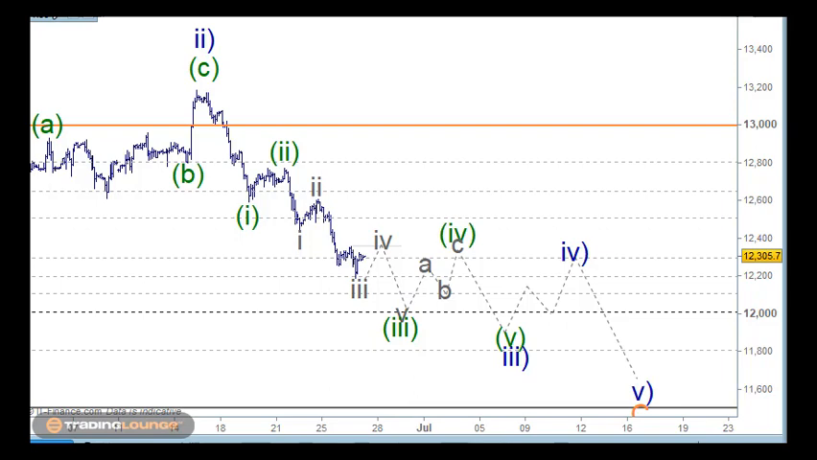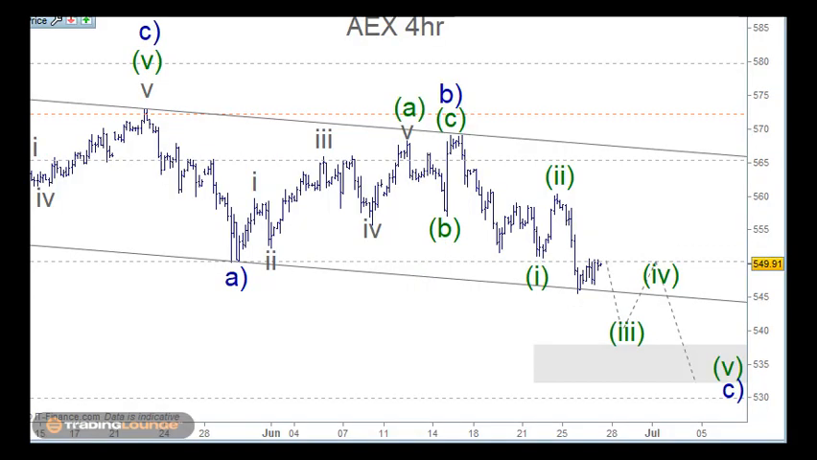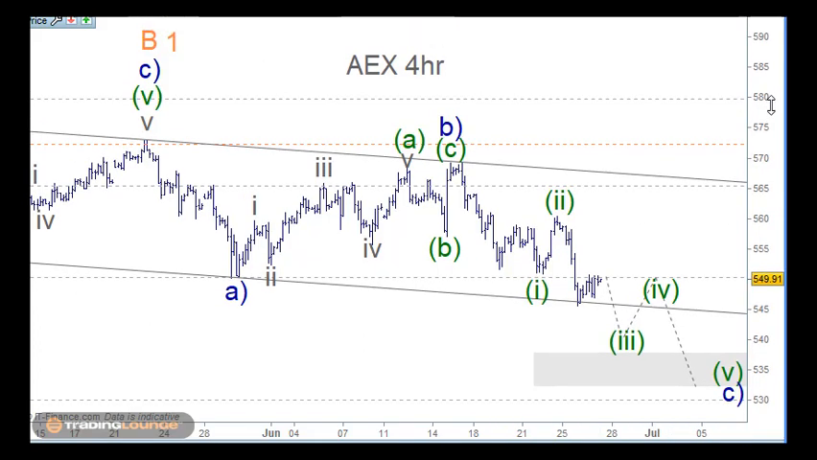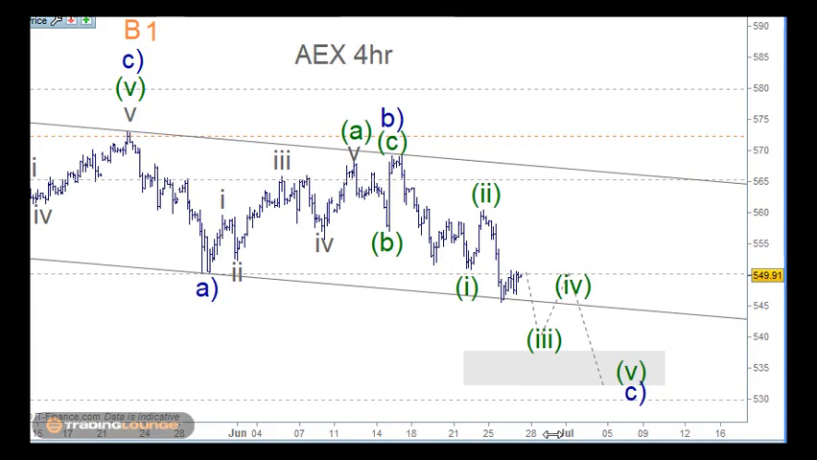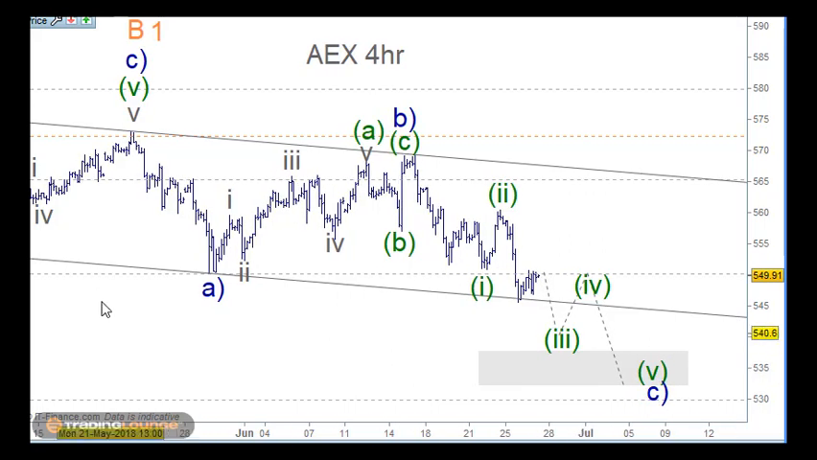Okay, that said, let's look at just cleaning a few things up here. Let's look at the AEX, which will be the same but different. Look, to be honest, I don't have a very clear count for this. This is about the best I can do. I mean, if this was going to be from the top here, if this was going to be an A wave and a B wave and a C wave down here, I'd need 5 waves.